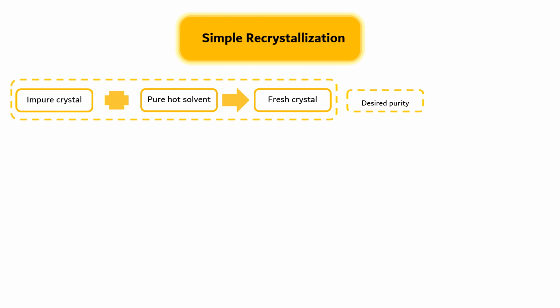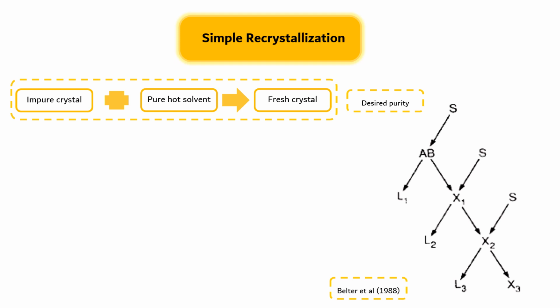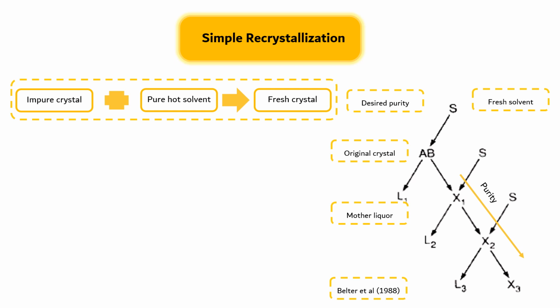Steps of simple recrystallization are shown in the figure. In this figure, fresh solvent is designated as S, mother liquors are called L, and the original crystals are called AB. The crystal purity increases from X1 to X2 to X3. The purity of the liquors also increases from L1 to L2 to L3.